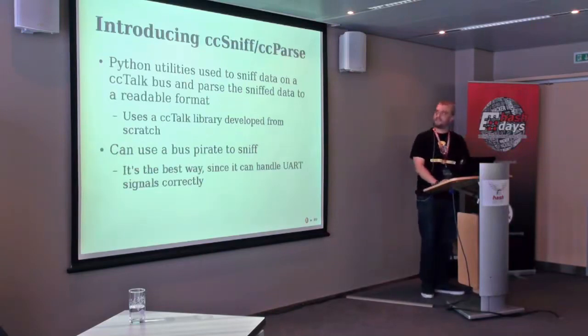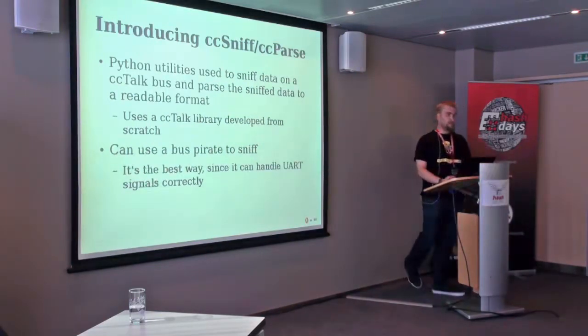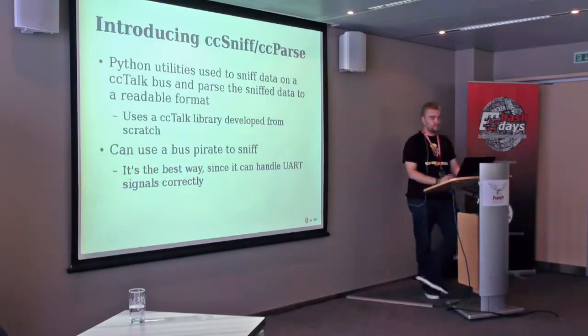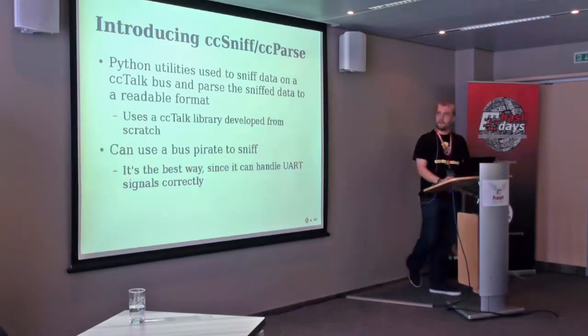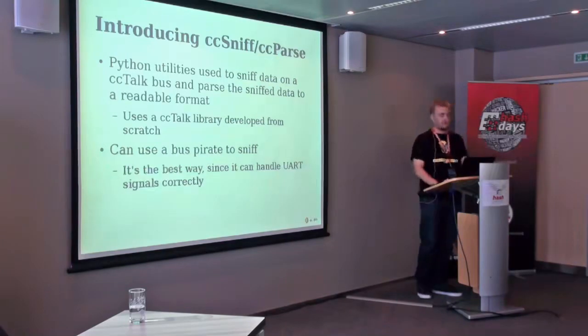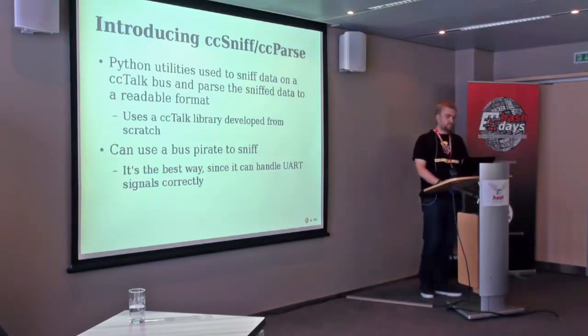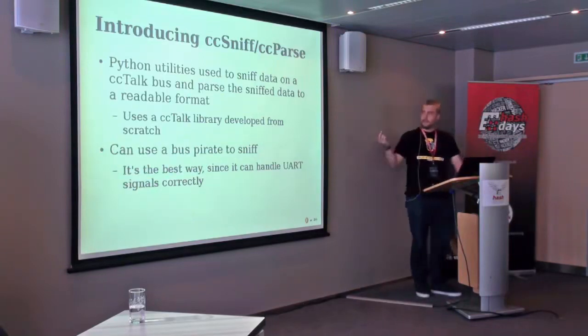So I created 2 tools that are called CC-sniff and CC-parse. They are coded in Python, and CC-sniff is obviously used to sniff data on a bus and save it to a file, and CC-parse is a tool to actually parse the data into a readable format, so you can track the requests and responses and see exactly how it works. I had to create a CC-talk library because, again, there are no open source tools to do that. And the best use case is to use a bus pirate to sniff the data on the bus. Why a bus pirate?